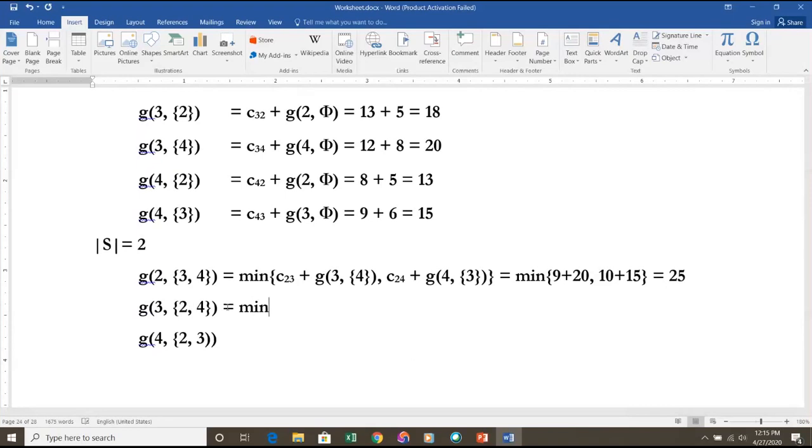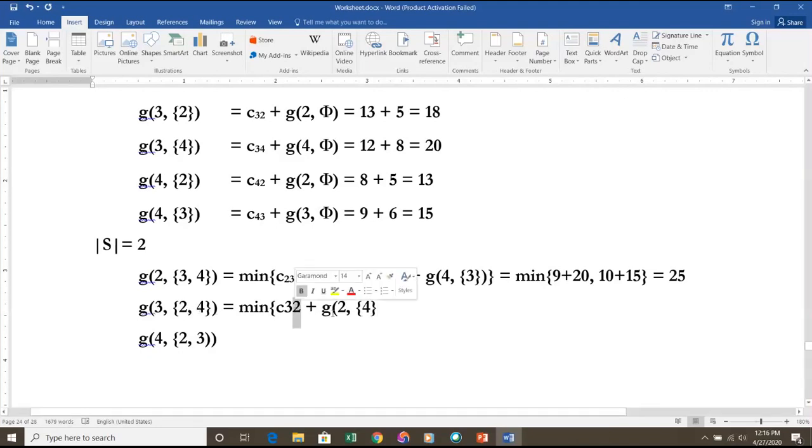one, C of 3 comma 2. So from 3, one of the options is from 3 to 2. If it takes from 3 to 2, then what remains? Starting from 2, the remaining one is 4. You have chosen 2 here, and you are starting from 2, and if you remove 2 from this set, remaining is 4.